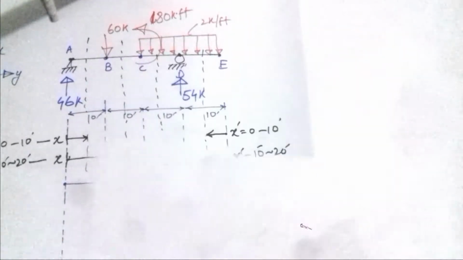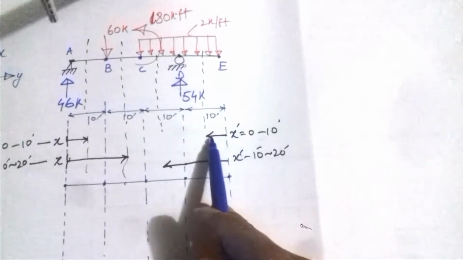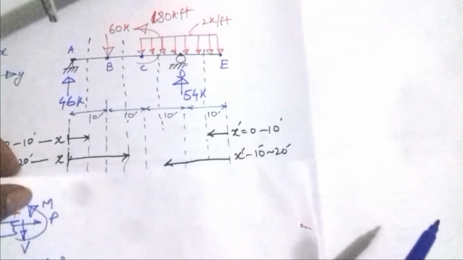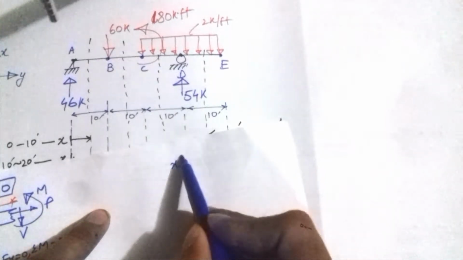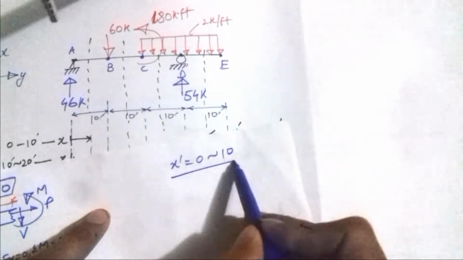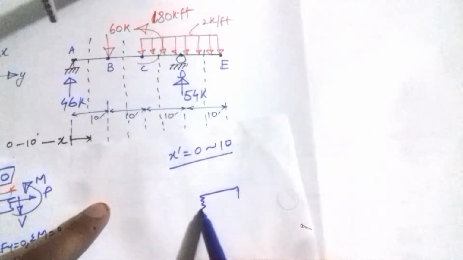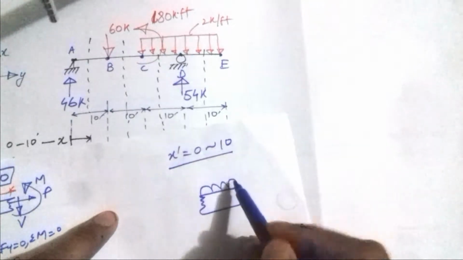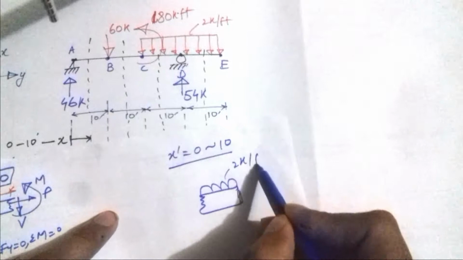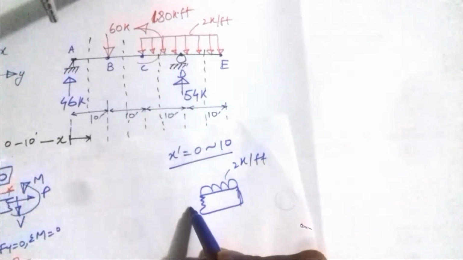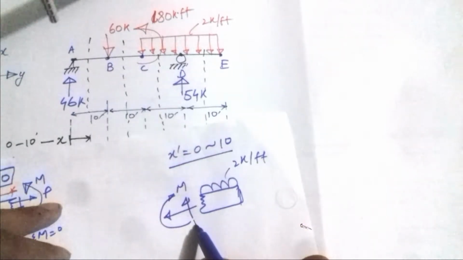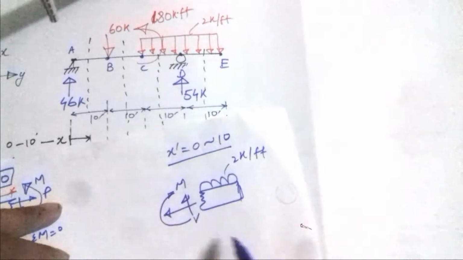Now the third section. As you can see here, the third section is towards the right, from x dash equal to 0 to 10. So let me draw this section when x dash is equal to 0 to 10. Here no reaction is there, only this UDL of 2 kip per feet, and here I have this upward force and this moment. So upward force would be positive shear force, and the clockwise moment would be positive.